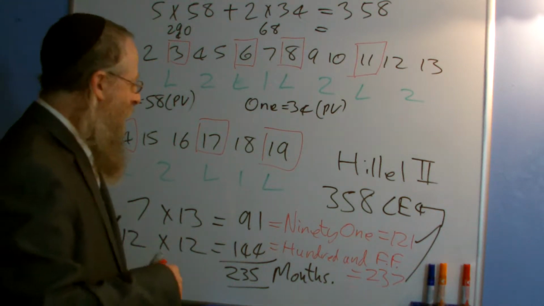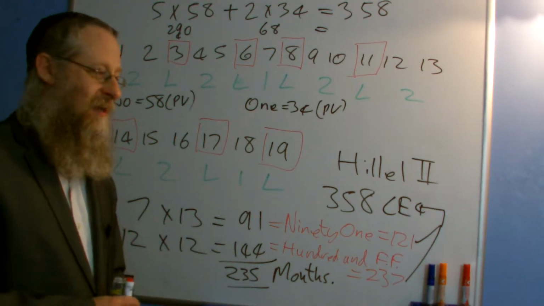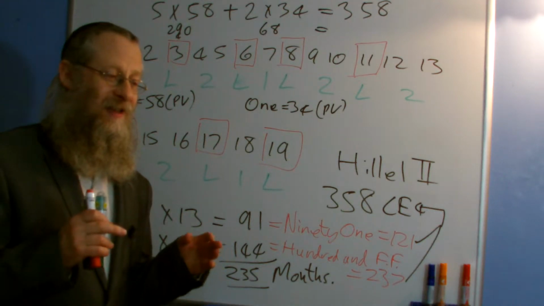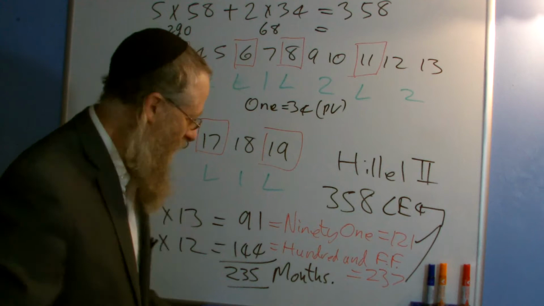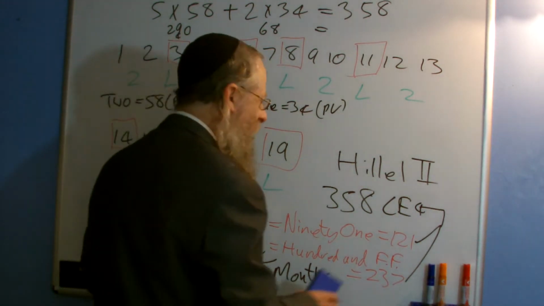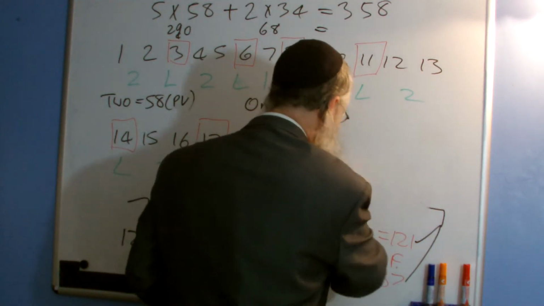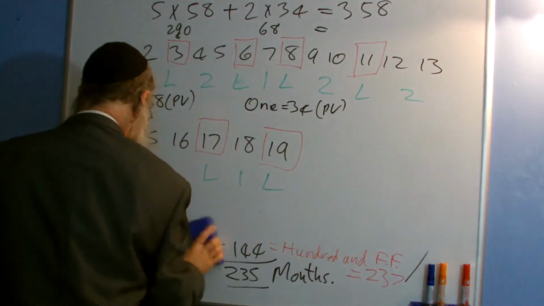By the way, this 235 months is connected to the number of days in the solar leap year cycle. No more room left. I can get rid of Hillel, I'm afraid, well, not really. He's gone a long time ago, but we'll get rid of him at the moment. We need some space.